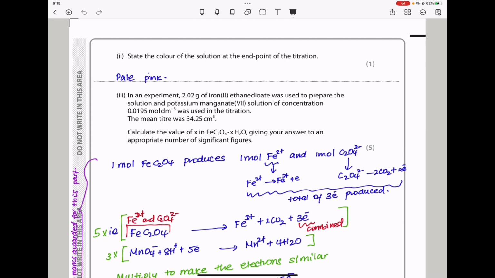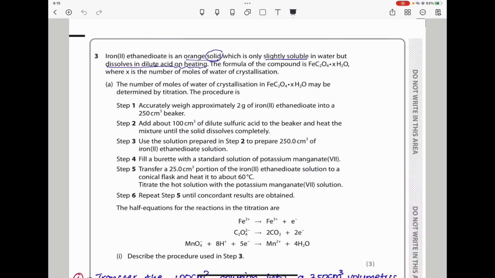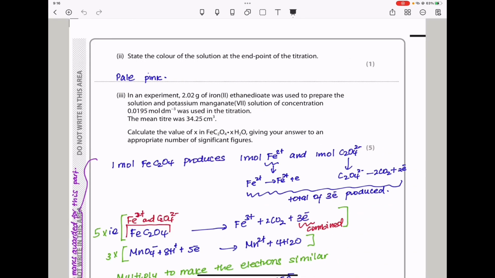They say state the color of the solution at the end of the titration. It is going to be pale pink because this is manganate that is being titrated with, and as you put in manganate, the last drop is going to turn it from colorless to pale pink. In an experiment, 2.02 grams of iron 2 ethandioate was used to prepare the solution, and potassium manganate solution of concentration 0.0195 mole per decimeter cubed was used in the titration.